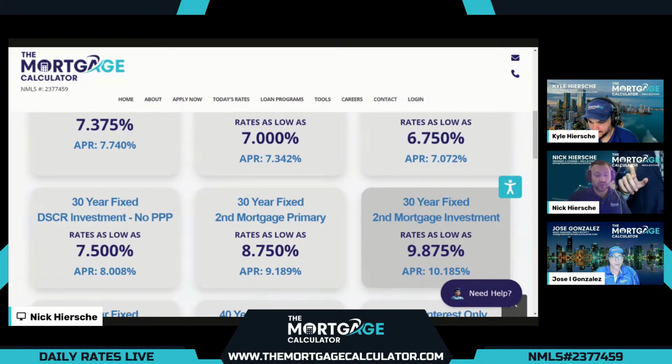And for an investment property, a 30-year fixed second mortgage to get cash out, not touch the first mortgage, rates as low as 9.875, final APR 10.185. When you combine these with the rates of the first mortgage, usually it gives our customers a benefit to just get a new second mortgage rather than refinancing the first. So very cool options.